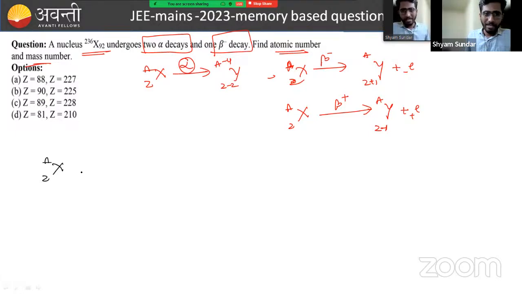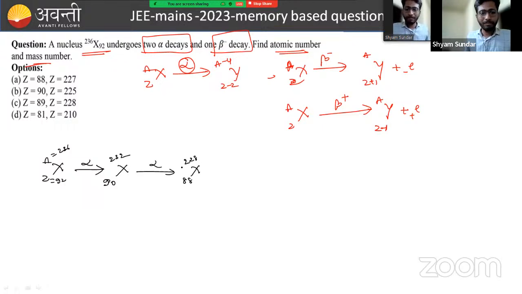Coming to the given equation, here X with Z and A undergoes alpha decay, so I will write X itself as the parent and daughter nuclei. Alpha decay means Z minus 2. The given Z value is 92 and the A value they gave is 236. Now it will become 90 and 232, and further it undergoes alpha decay, so here again 88 and then 228.